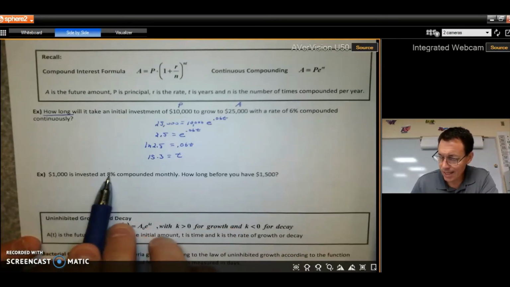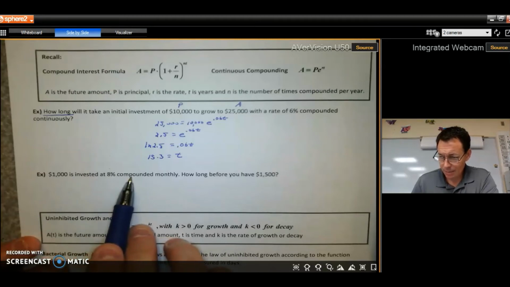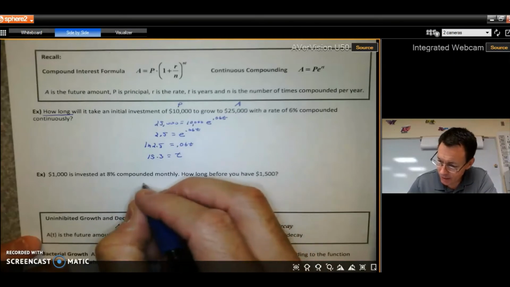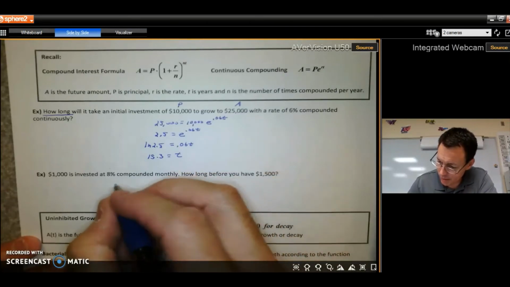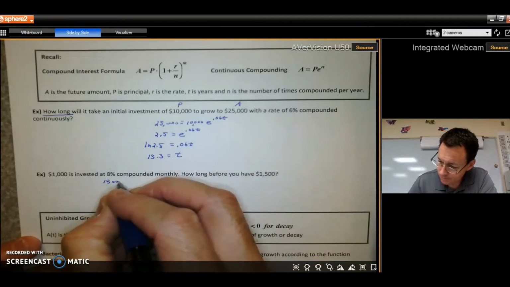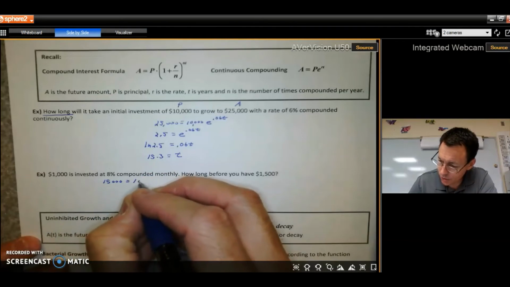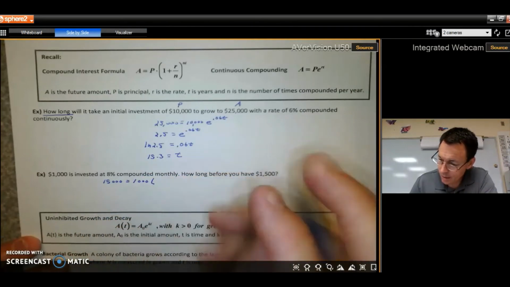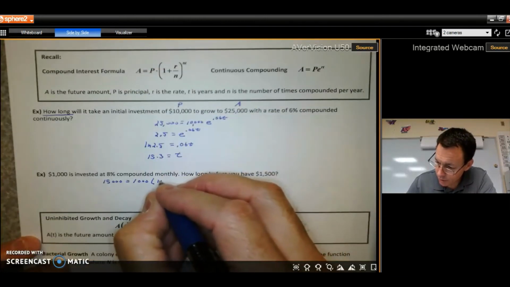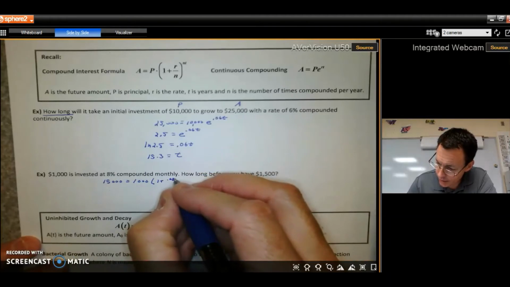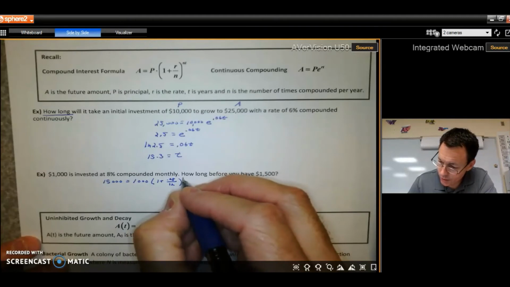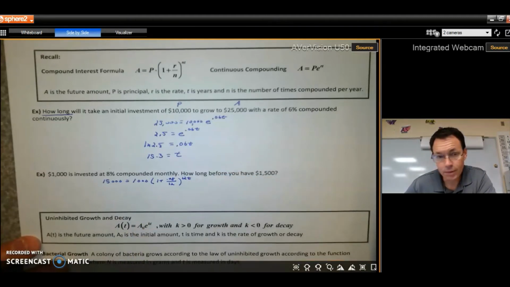1,000 is invested at 8% compounded monthly. How long before you have 1,500? Now I did not give a lot of space here, so I'm going to start over here. I may have to do kind of two columns. So 1,500 equals, we're starting with 1,000. Now, this is compounded monthly, so this will be this formula. So 1 plus 0.08 divided by 12, to the 12t power.